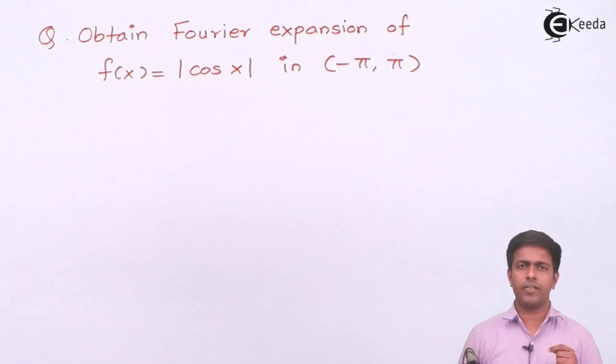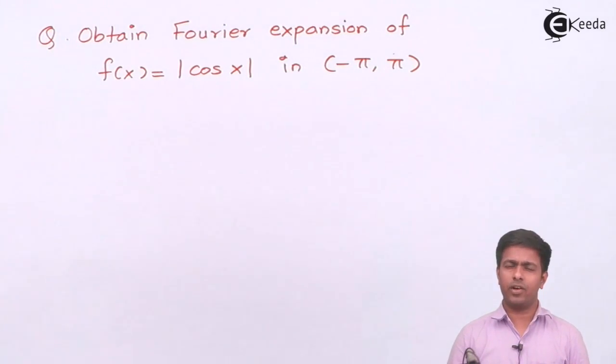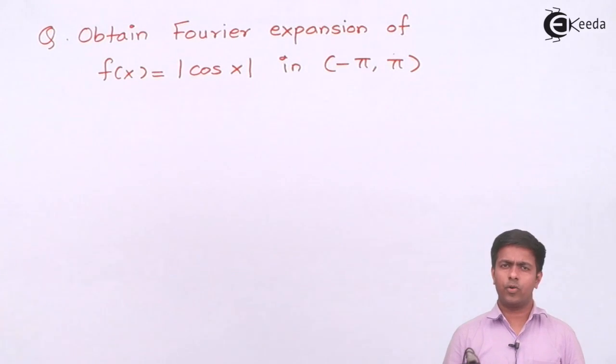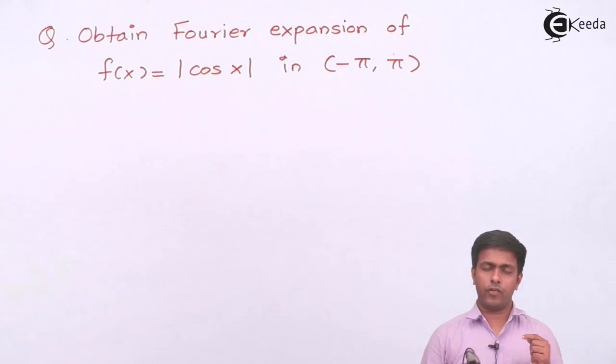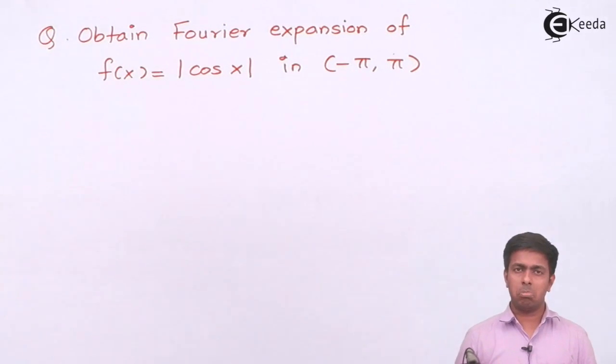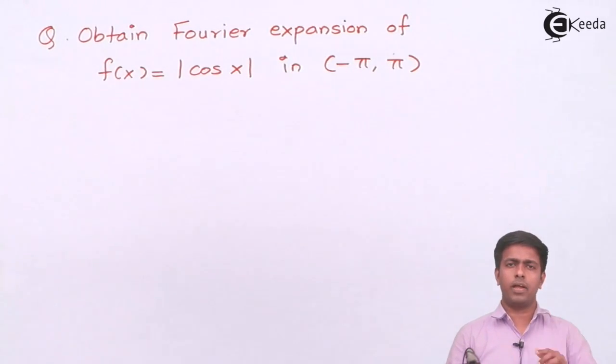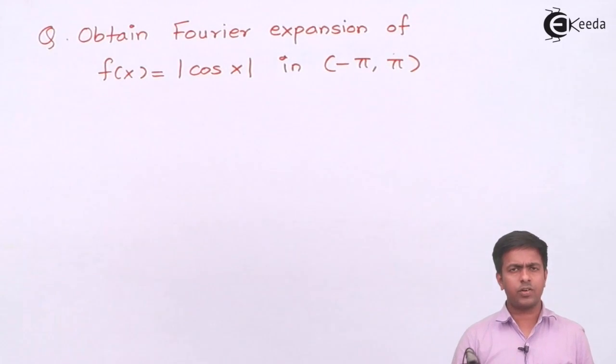So always remember guys, whenever range is minus a to a, then always check for even and odd, because it reduces your work. If you get function as odd, then you don't have to find out a naught and an. You can get directly bn, because a naught and an is 0 if f of x is odd, and if f of x is even, bn is 0. So if you are not understanding these cases, then you have to go back to my video where I had explained the concept of even and odd function in negative pi to pi. So first of all, let's check if mod of cos x is even or odd.